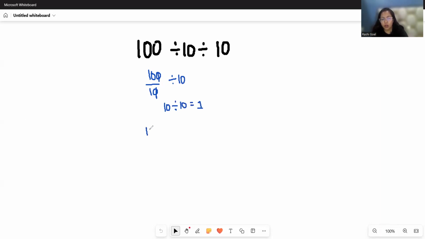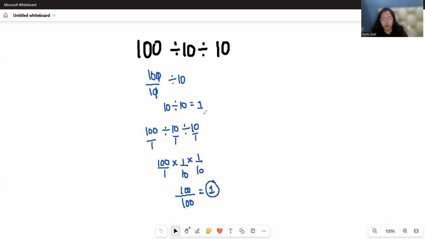Another method you can use: 100 divided by 10 divided by 10, so divide this by 1. So 100 by 1, if we put a multiplication sign instead of division, we can write 1 by 10. Similarly, this becomes 1 by 10. So if we multiply the numerators, this becomes 100, and the denominator is also 100, then your answer is also 1. So both the cases are right. You can opt for any of them.